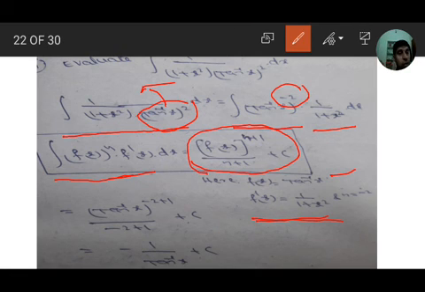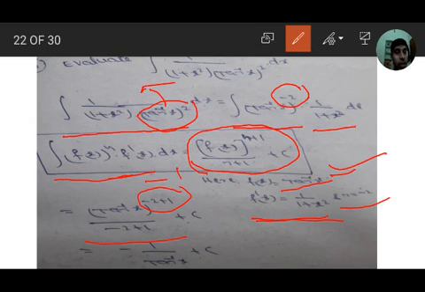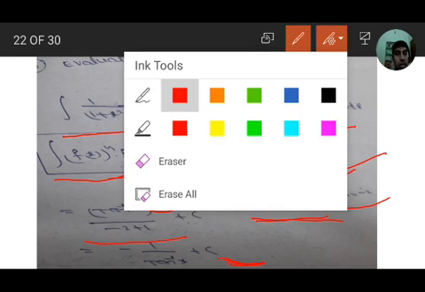f(x) whole to the power of n plus 1 by n plus 1 plus c, where f(x) equals tan inverse x and n equals minus 2, that is (tan inverse x) whole to the power of minus 2 plus 1 by minus 2 plus 1 plus c. Minus 2 plus 1 means minus 1, and the power of minus 1 comes to the denominator, it will be plus. So minus 2 plus 1 means minus 1. So minus 1 by tan inverse x plus c, the answer.